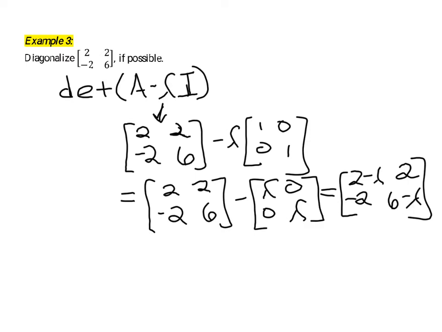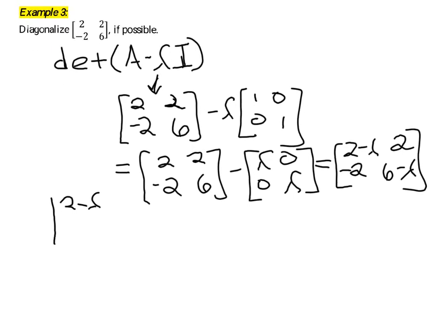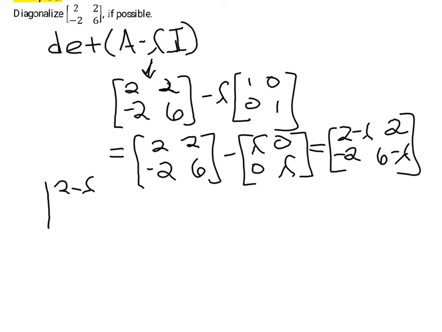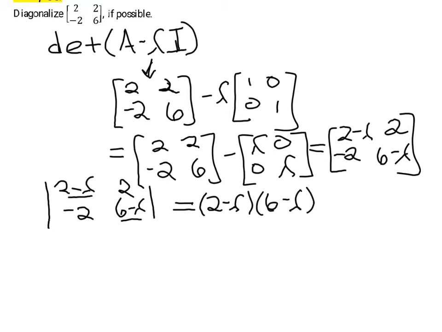Now the characteristic polynomial is the expression for the determinant of this matrix. So we want the determinant of this 2 minus lambda, and I should give myself a little more room here. Let's see, negative 2, 2, and 6 minus lambda. Okay, so since it's just a 2 by 2, we can do that sort of cross-multiplying thing to find the determinant. So we start with the 2 minus lambda times 6 minus lambda, minus the negative 2 times 2.